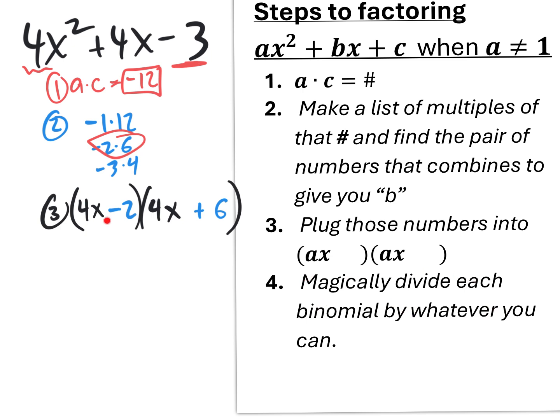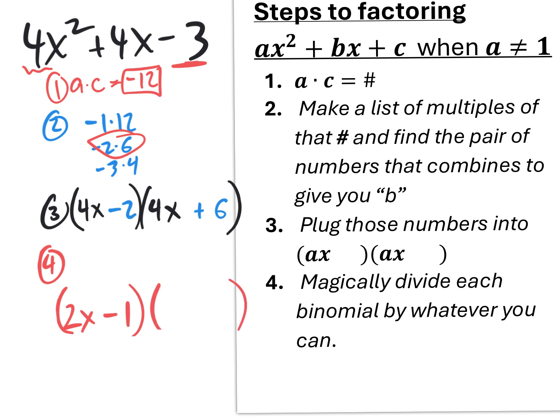So we could divide the first binomial by 2. The 4 and the 2, they're both divisible by 2. So here's my fourth step, coming up with the final answer by dividing by whatever you can. The first binomial, you could divide by 2. 4x divided by 2 is 2x. -2 divided by 2 is a -1.